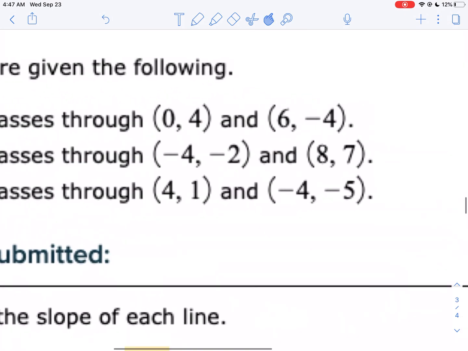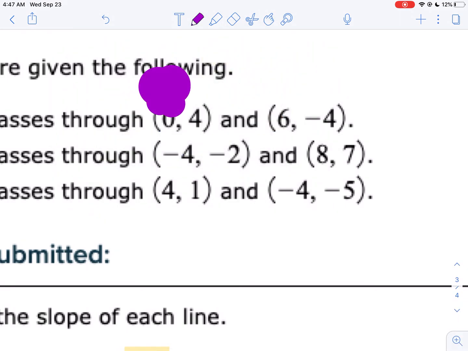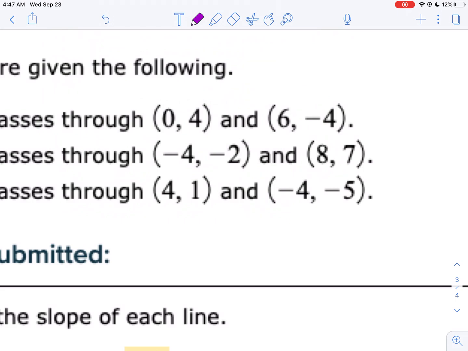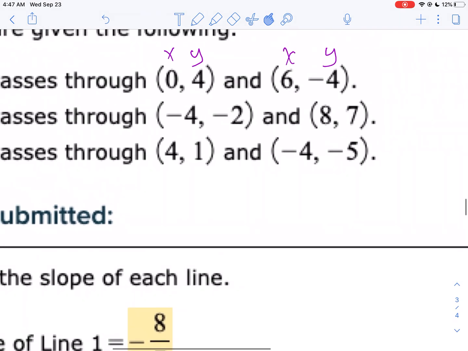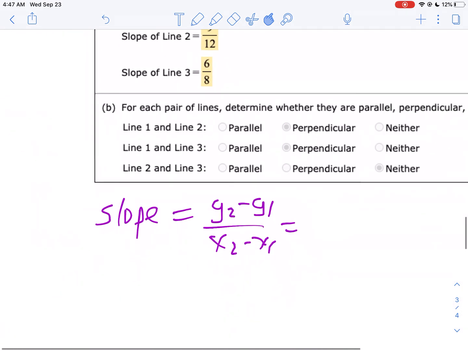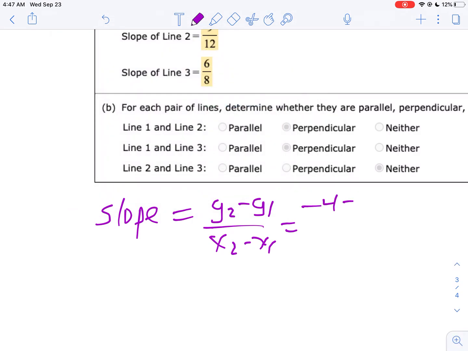I need to see some work on this one. Label your points. X and y and x and y. That's what we're going to do. So we're going to say -4 minus 4 all over your x coordinates.